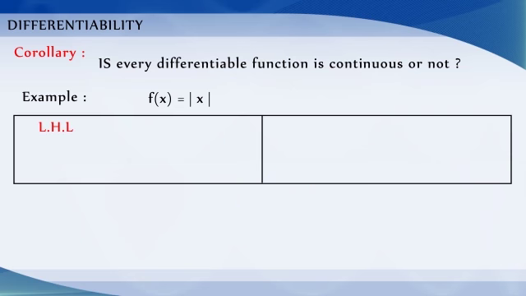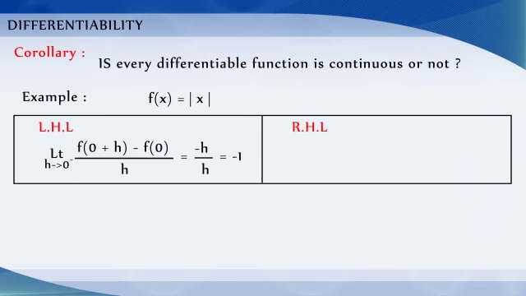Now, the left hand limit of this function is limit h approaching 0 minus of f of 0 plus h minus f of 0 by h, which is equal to negative of h by h, which is equal to minus 1. And the right hand limit of the given function is limit h approaching 0 plus of f of 0 plus h minus f of 0 by h, which is equal to h divided by h is equal to 1.